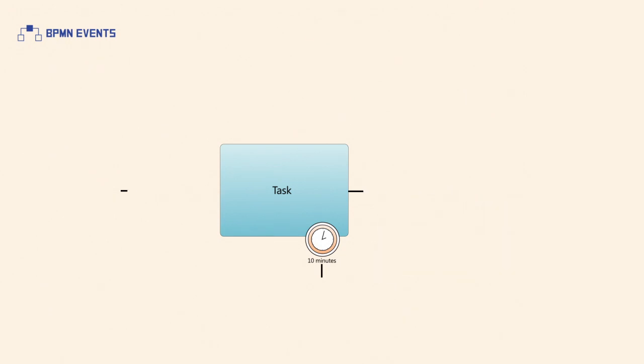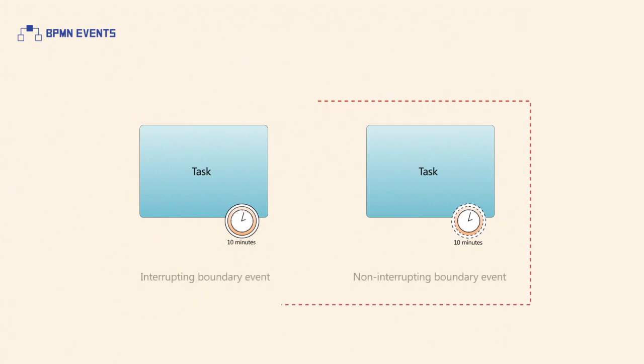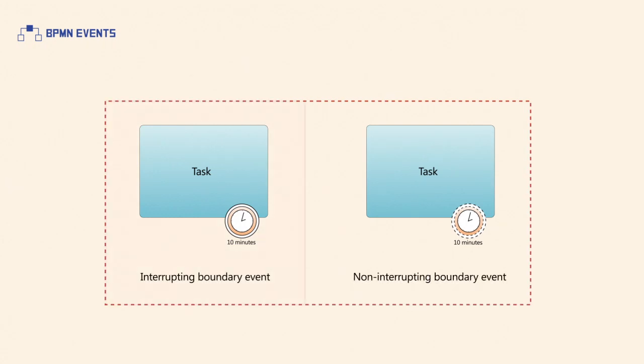The control flow redirection can also be defined as interrupting or non-interrupting. The first interrupts the corresponding activity, where the second doesn't. Interrupting and non-interrupting boundary events are distinguished with solid or dotted border lines.